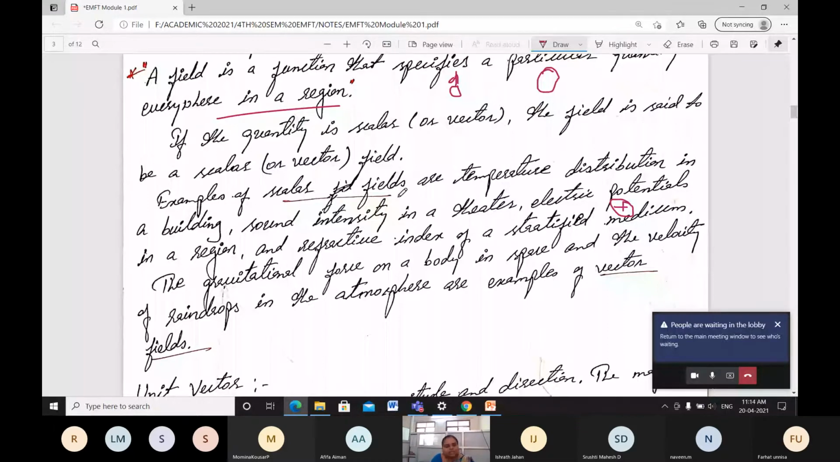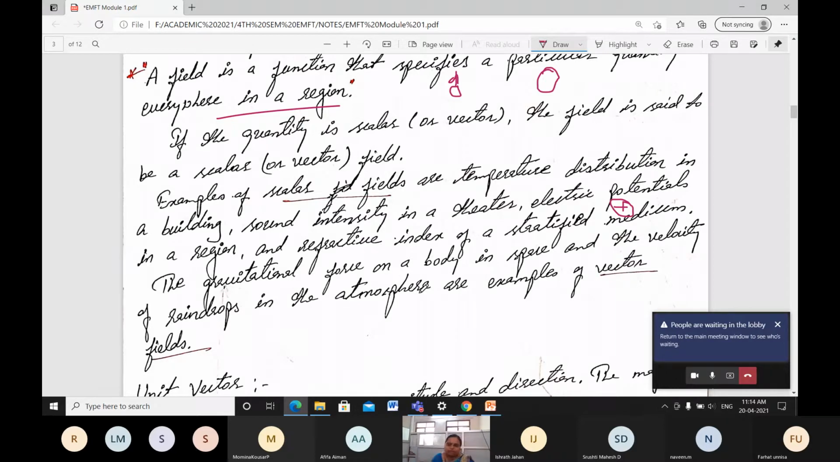Vector fields should have a direction. What examples can I give? Rain: a raindrop from outer space going down, its direction is towards the earth because of the gravitational force. That is the example given. Gravitational force on a body. If I throw a ball up, it comes back without any external force. Automatically the direction is changing, so it is a vector quantity.